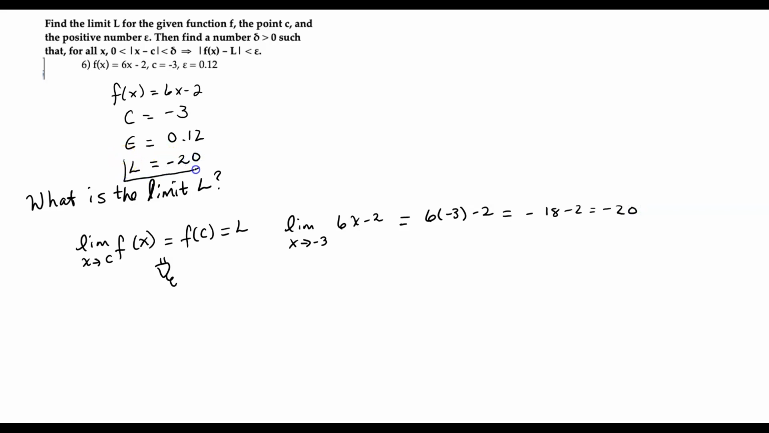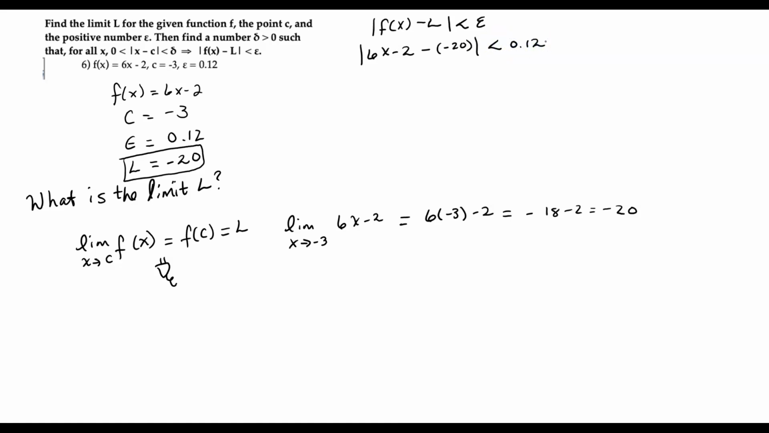All right, now we're going to solve the inequality. So I found first my limit. That's what we're looking for, right? Now let's find our delta. So in order to do that, we're going to look at the absolute value of f of x minus the limit L, which has to be less than the y tolerance epsilon. So let's see here. If I replace everything that I know, 6x minus 2 minus -20 has to be less than, and our epsilon they gave us was 0.12.